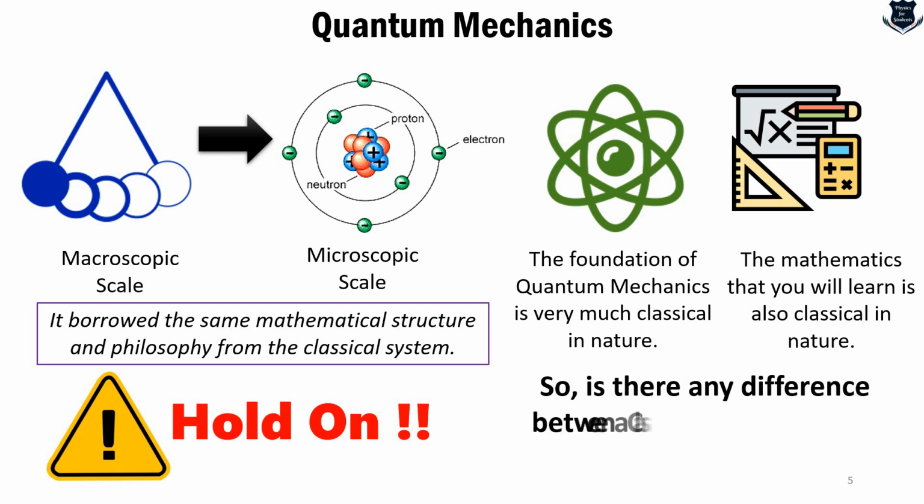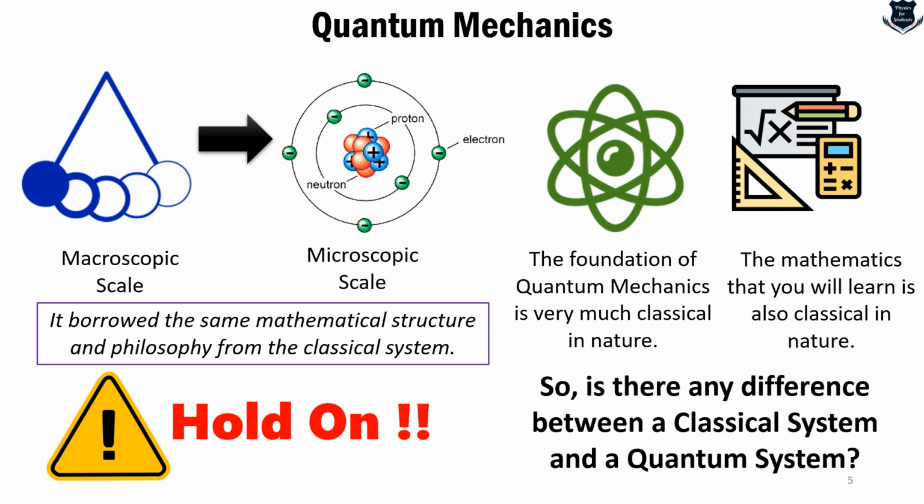So the question is: is there any difference between a classical and a quantum system? If I'm saying that it is borrowing the same mathematical structure, and that the nature of the classical maths is the same for both of them, then obviously the question is, is there a difference between a classical system and a quantum system? Let us look into the next part of the video, where we will try to define very easily what a classical and a quantum system is.